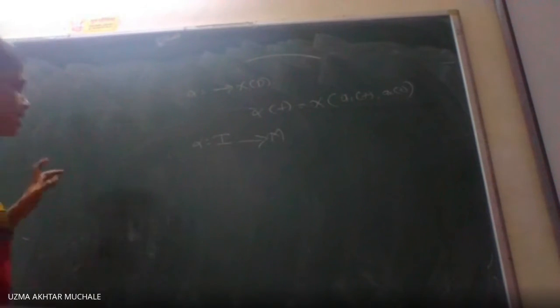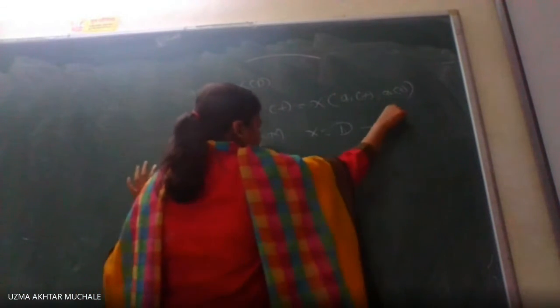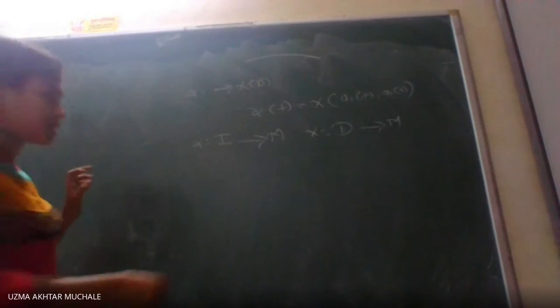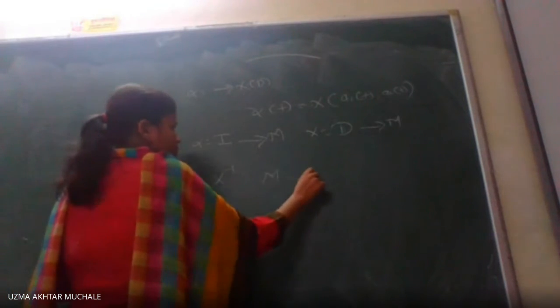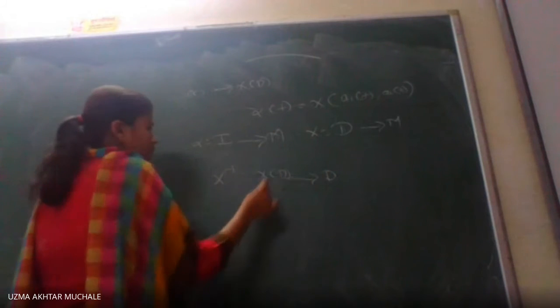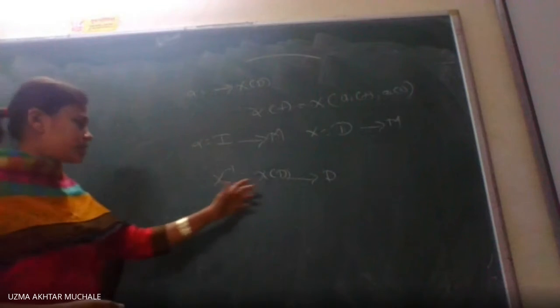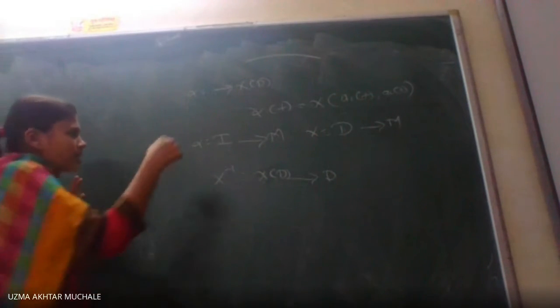So what is x? We must define x. X must be a mapping from D to a surface M. Now, what will be x inverse? X inverse will be a mapping from surface M to D, or in a very similar way, from x of D to D. So to simplify, x inverse is a mapping from x of D to D. Correct? Now, what is our aim to prove?